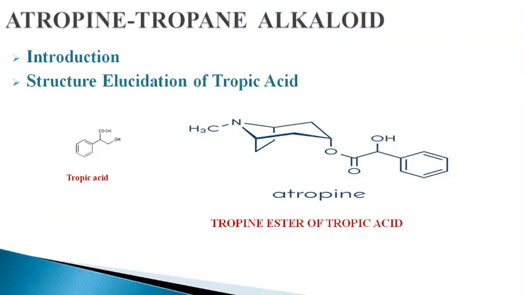Atropine belongs to the class tropane alkaloid. In this lecture we will deal with the introduction of atropine and the structure elucidation of tropic acid, which is a part of atropine. As you can see from the structure of atropine, it is the tropine ester of tropic acid.